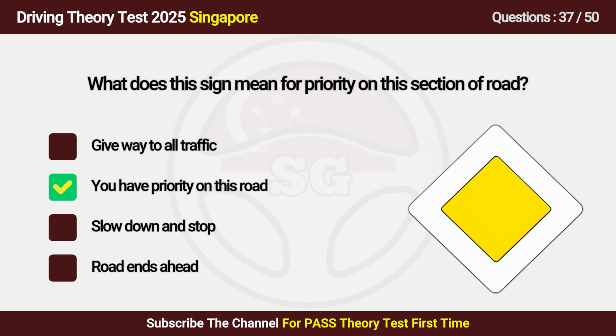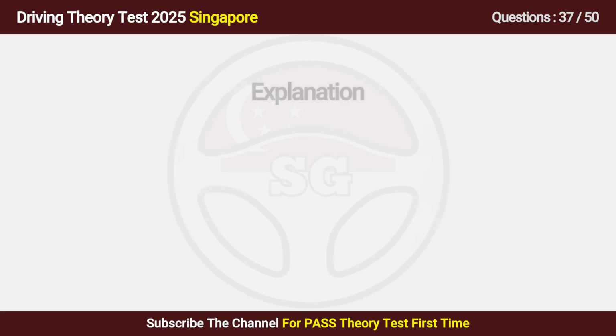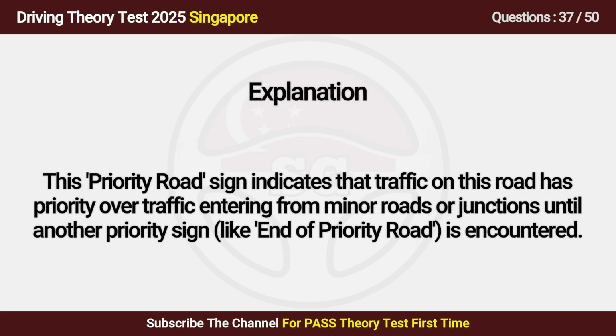Answer is B. You have priority on this road. This priority road sign indicates that traffic on this road has priority over traffic entering from minor roads or junctions until another priority sign like end of priority road is encountered.